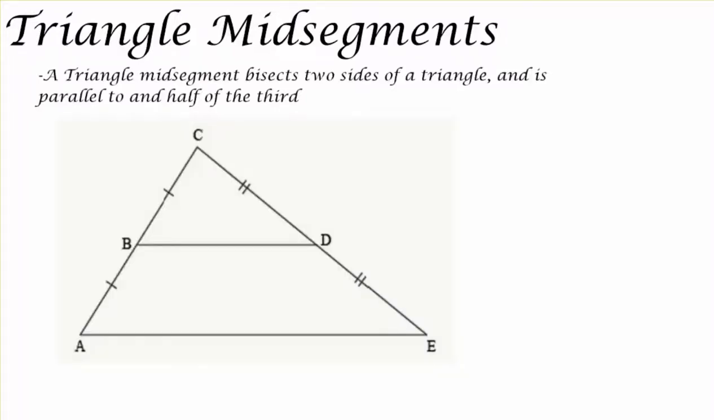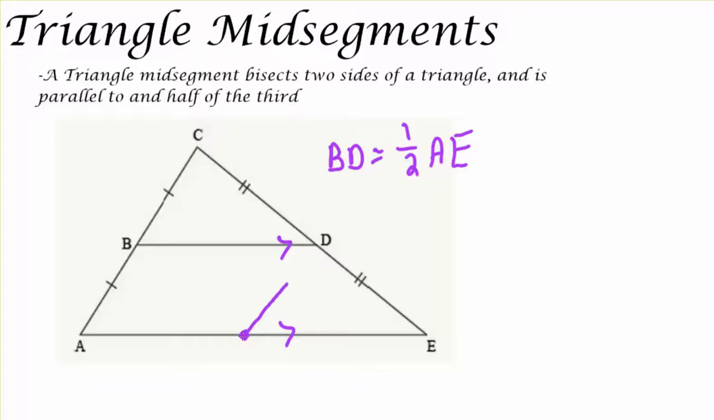Now, a triangle midsegment bisects two sides of a triangle and is parallel to and half of the third side. So as you can see, we have a very basic, essential example of a triangle midsegment where BD is the midsegment. It bisects side AC and bisects side CE, and it's also parallel to the third side, AE. In addition, we know that BD is half of the length of AE, so BD is equal to half of AE.